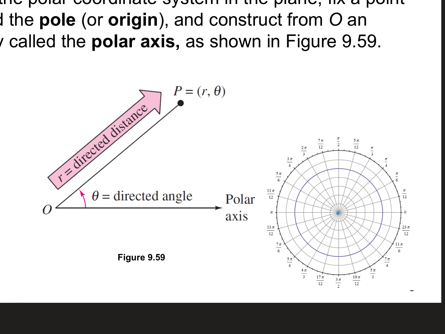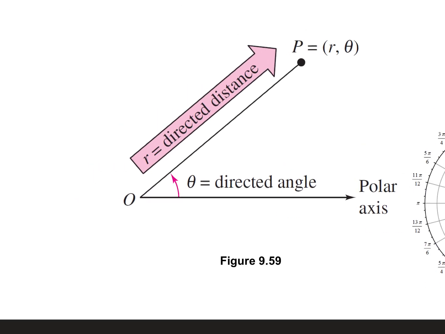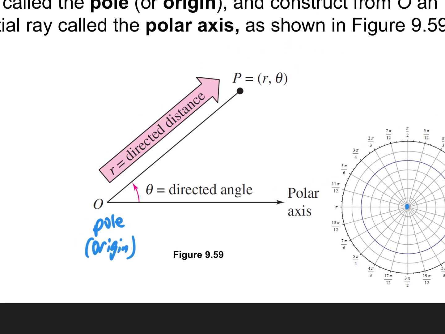There is an origin right here in the middle. And this origin, which we usually call the origin (0, 0), is actually called the pole. So in a polar coordinate system, the origin is called the pole. I'm going to refer to the origin as the pole, and that's just the middle. That's what we're talking about.